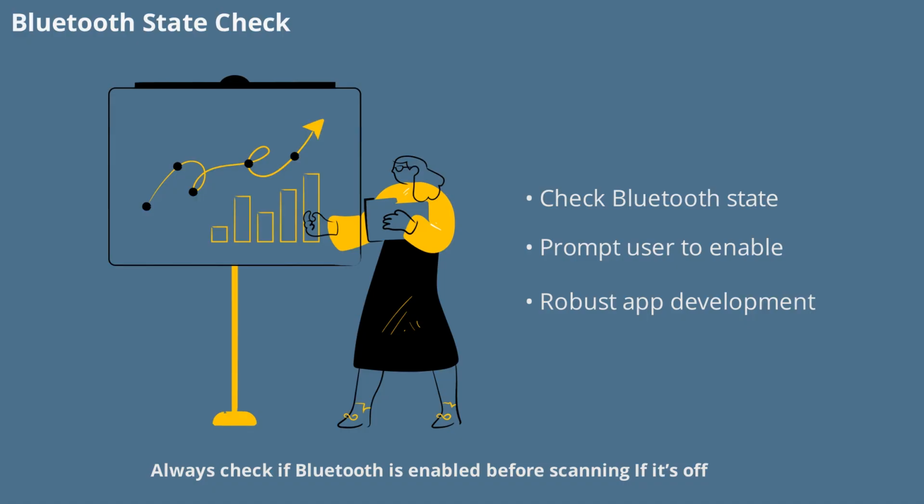Always check if Bluetooth is enabled before scanning. If it's off, use an intent to prompt the user to turn it on. This ensures your app can perform BLE operations without interruption. Handling Bluetooth state gracefully is a key part of robust BLE app development.